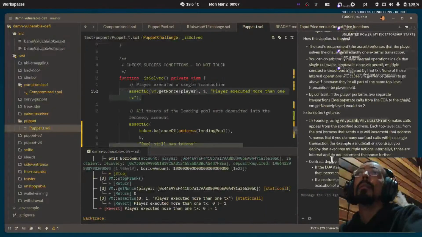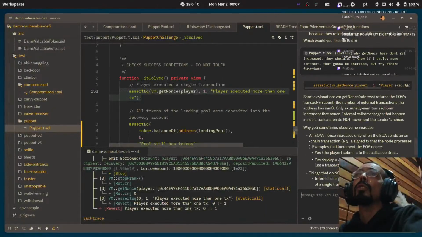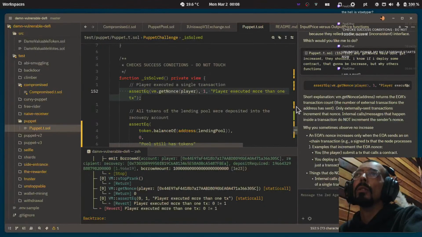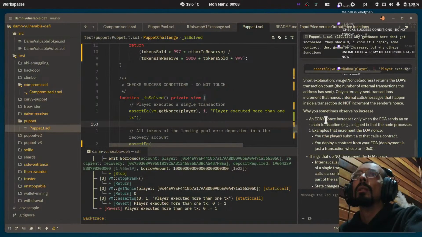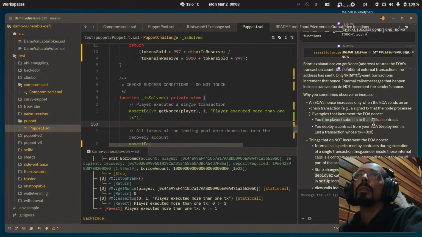We can test. Okay, so they said, short explanation. Nonce returns the EOA transaction count, the number of external transactions the address has sent. Only externally sent transactions increment the nonce. Internal calls, message calls that happen inside the transaction, do not increment the sender nonce. Yeah, makes sense. True. Why you sometimes observe no increase? Nonce increase only with the EOA sends out on chain signed transactions. Nonce processes. You, the player, submit the transaction that call a contract. Wait, I did that.